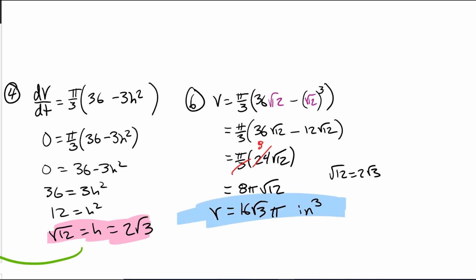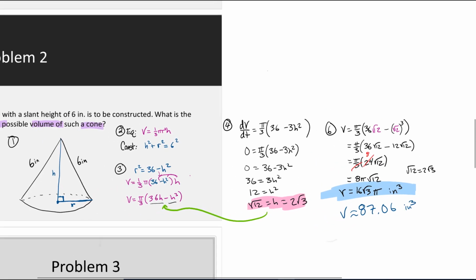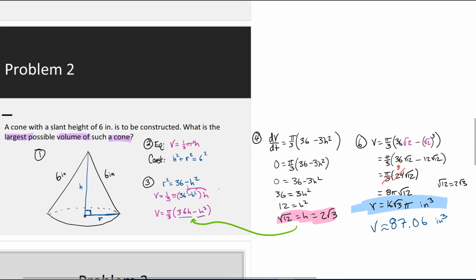Now, if you want to punch this into a calculator, I never even do because I'm a math person. I don't really care what the answer is. It could be 3 trillion. I'm like, cool story. It's a number. But this is actually approximately 87.06 cubic inches, and that would be the maximum volume that we could get such that it would have a slant height of 6 inches. So there it is, and I will see you back in the next one for another fun-filled problem.